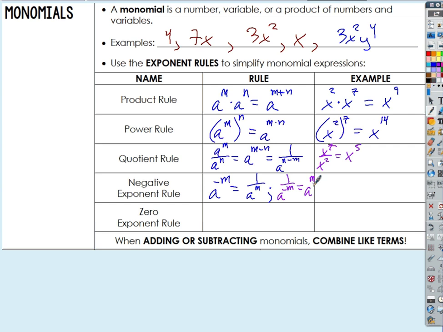Okay, why did I do that? Well, if we look up here, let's look at one other example. What if we look at the example x squared over x to the 7th?